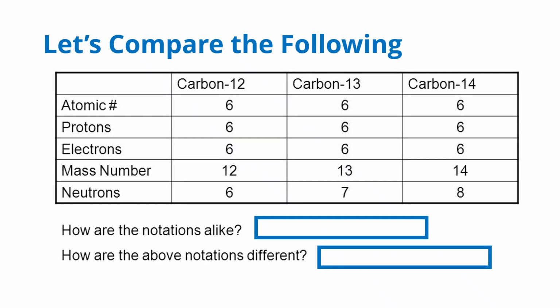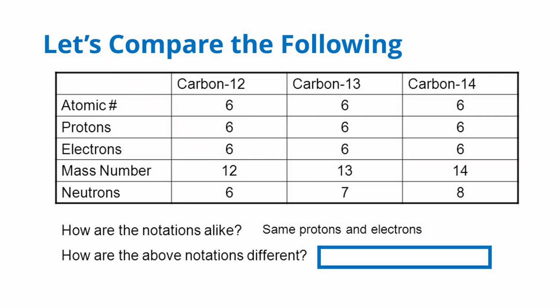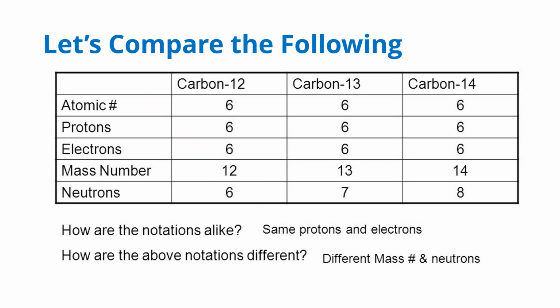So let's compare the following. We have carbon-12, 13, and 14. It tells us that we have 6 protons, the same number of electrons, but a different number of neutrons. So how are they all alike? They have the same number of protons and electrons. If you change the number of electrons, it is considered an ion. How are they different? They have different mass numbers and different numbers of neutrons.